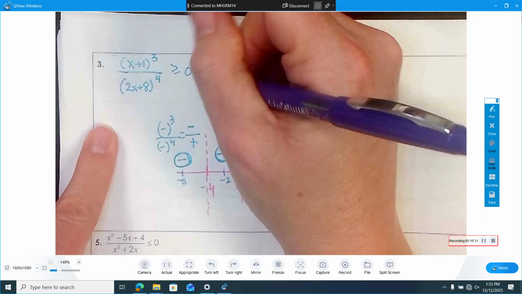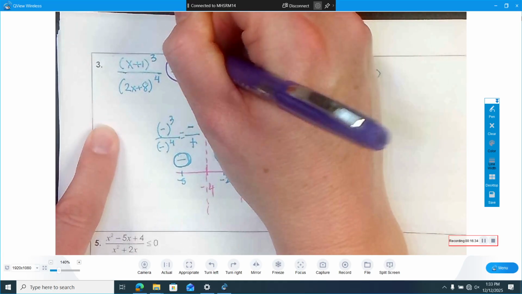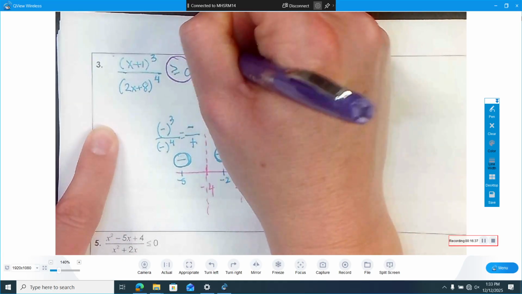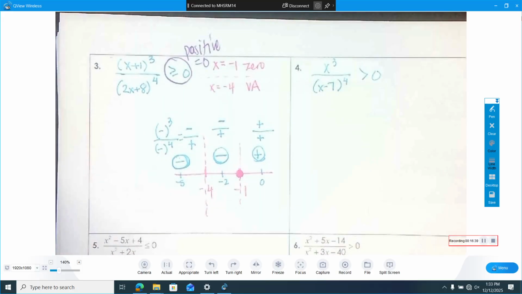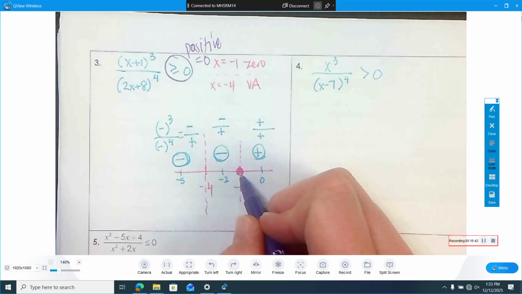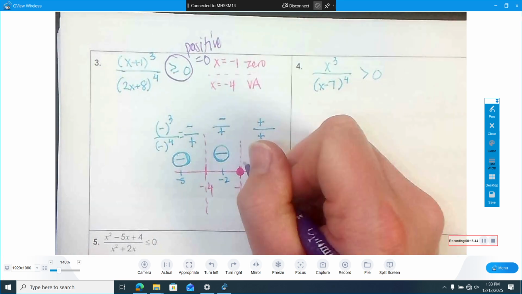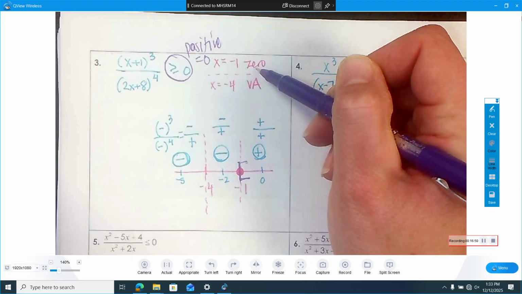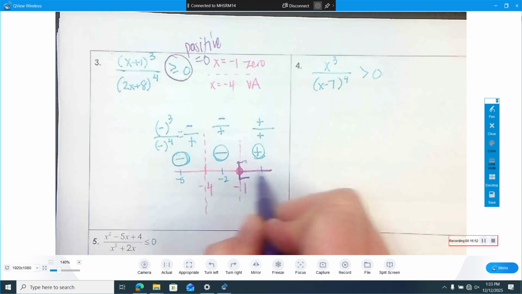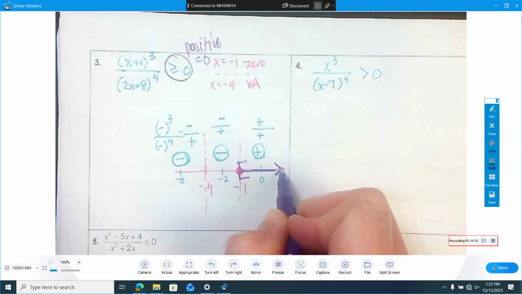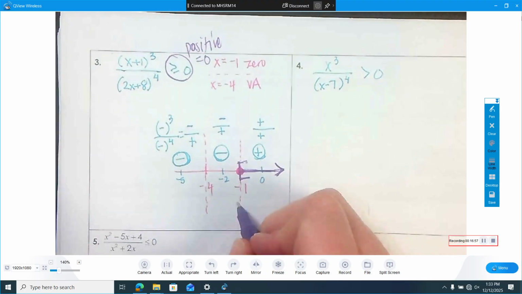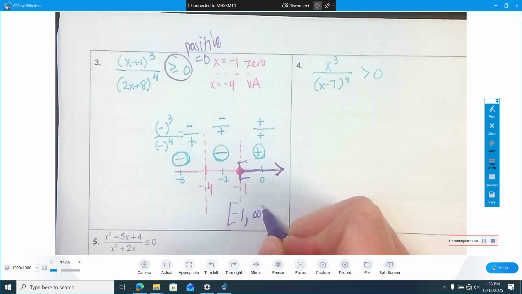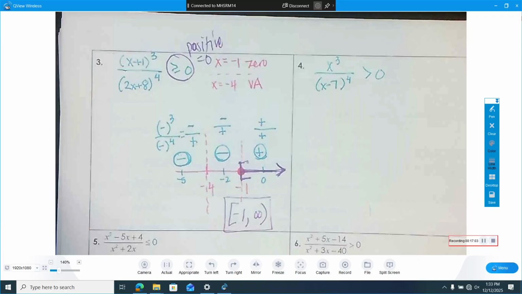And we are looking for what? Yes, positive or equal to 0. So let's see, positive, all right, right here at -1, are we equal to 0? Yes. At -1, it is 0. So that's going to be a bracket, and we want to know where it is greater than, so that would be everything to the right. So bracket -1 all the way to positive infinity for that interval. Any questions on that one?